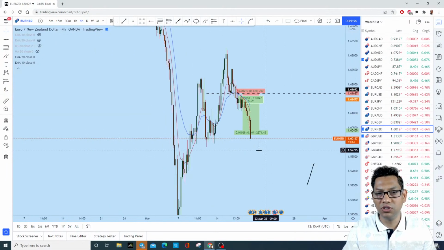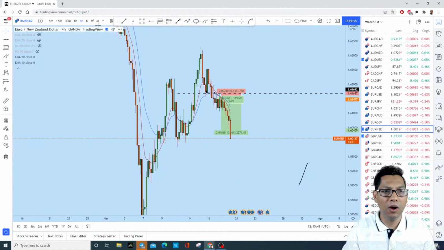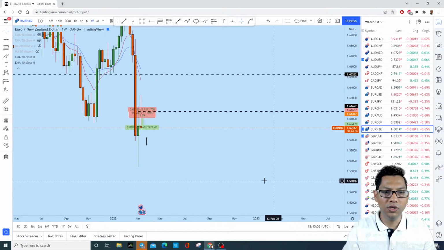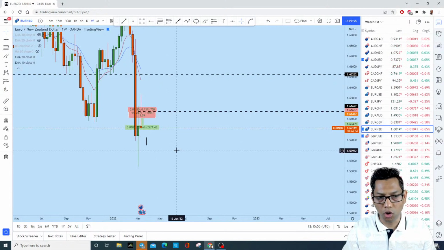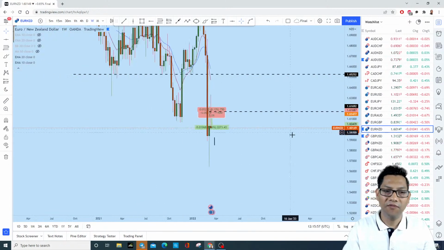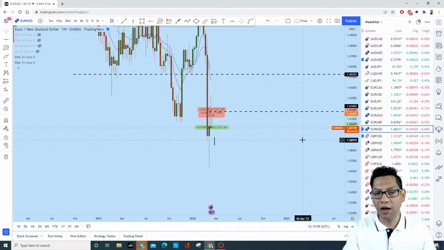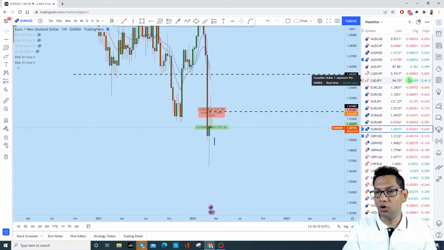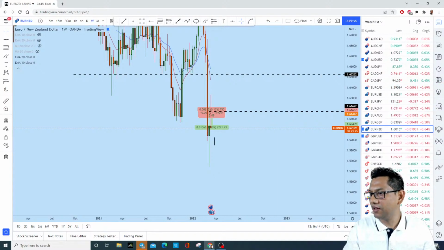So Euro NZD, you see that a big move is now happening. Let's see on the weekly. Okay, on the weekly we see that Euro NZD is dropping, so we could see a further drop in the upcoming week, because we already see a strong rejection on Euro NZD. That means that Euro is weaker. Okay, so let's see what other pairs are giving.